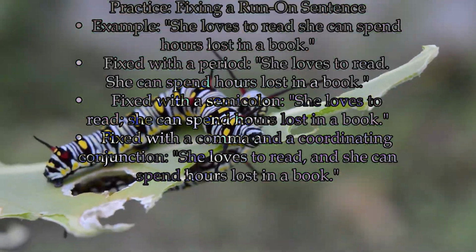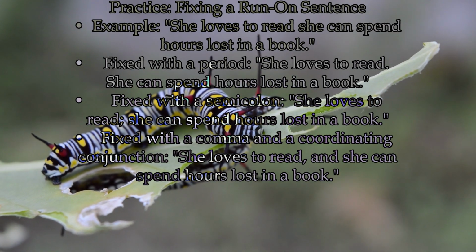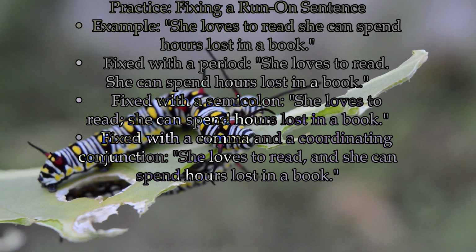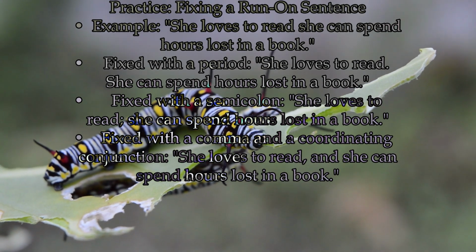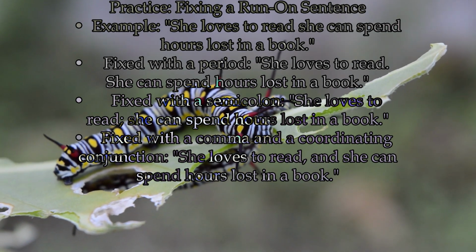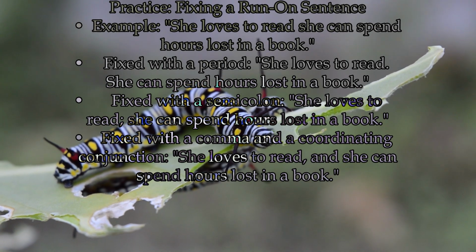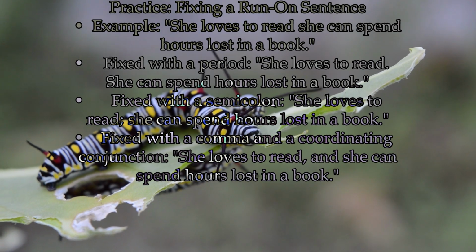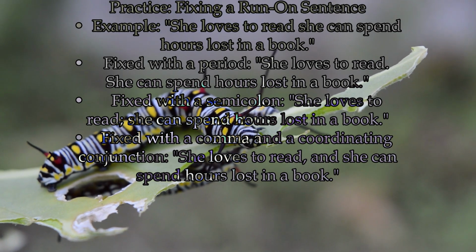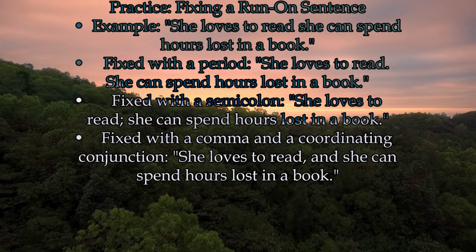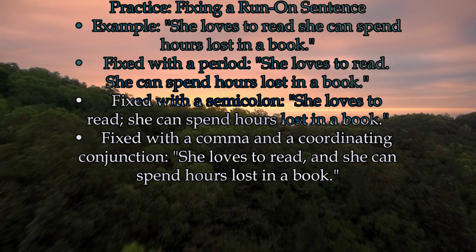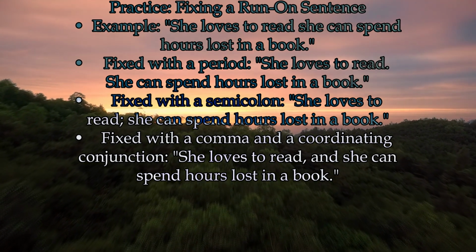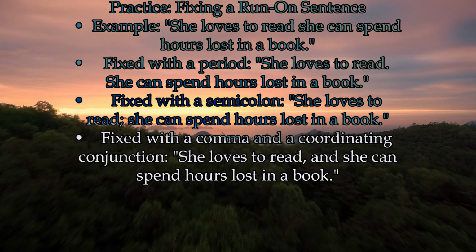Let's practice identifying and fixing a run-on sentence together. She loves to read she can spend hours lost in a book. Fixed with a period. She loves to read. She can spend hours lost in a book. Fixed with a semicolon. She loves to read; she can spend hours lost in a book. Fixed with a comma and a coordinating conjunction. She loves to read, and she can spend hours lost in a book.